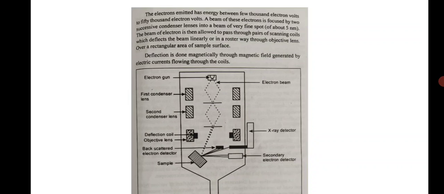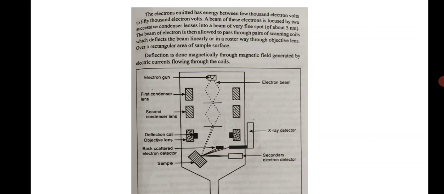A beam of these electrons is focused by two successive condenser lenses into a beam with a very fine spot of about 5 nanometers. The beam of electrons is then allowed to pass through a pair of scanning coils, which deflect the beam linearly or in a raster way through the objective lens over a rectangular area of the sample surface.